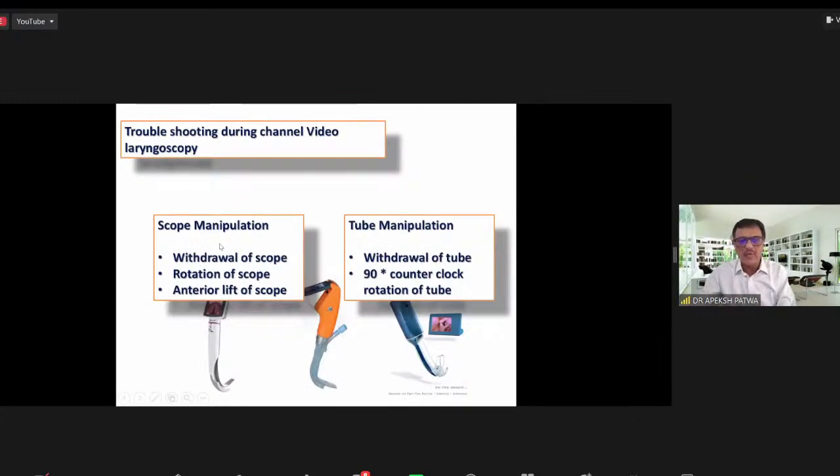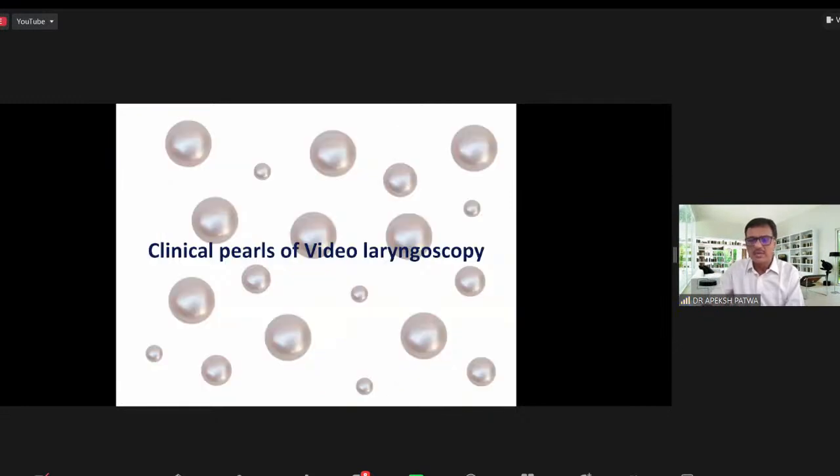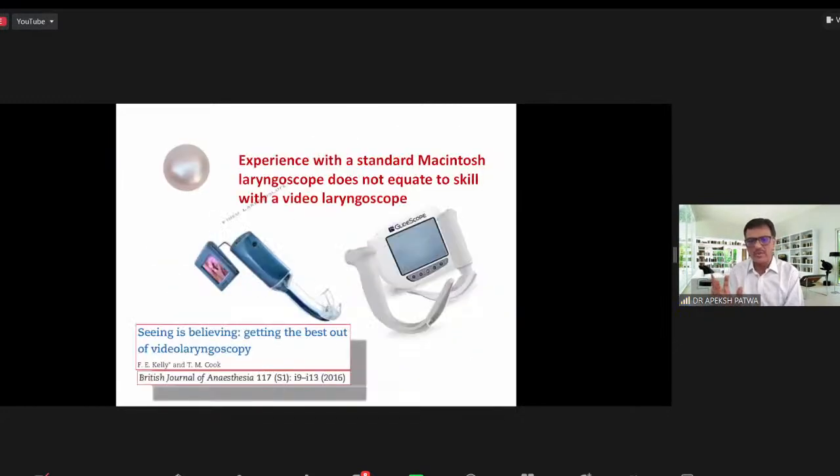So what type of scope manipulation is required to overcome the trouble? Many times you need to withdraw the scope. Many times you have to rotate the scope. Many a time you need to lift up the scope anteriorly, specifically with the channel video laryngoscope. And tube manipulation in the form of withdrawing the tube and a 90-degree counterclockwise rotation most of the time overcomes the right arytenoepiglottic impingement.